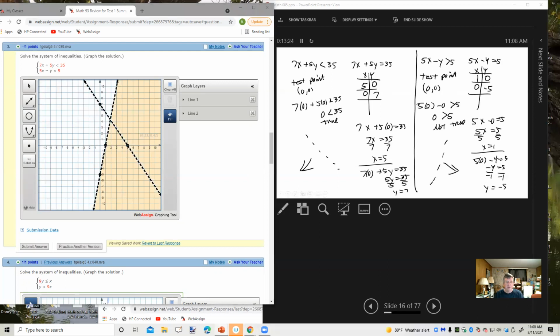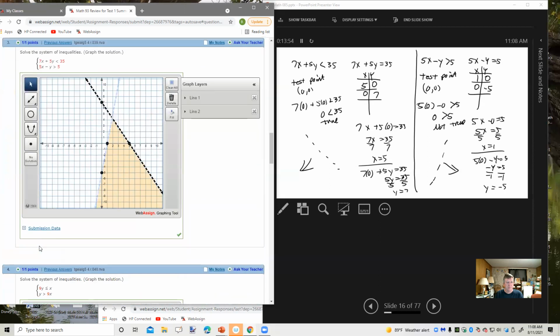All right. So now let's go back to getting rid of all of the fill. For the first inequality, it was down here. For the second inequality, it was over here. So where do those two overlap? In this single area right there. So that should be the correct solution. Let's see if it is.